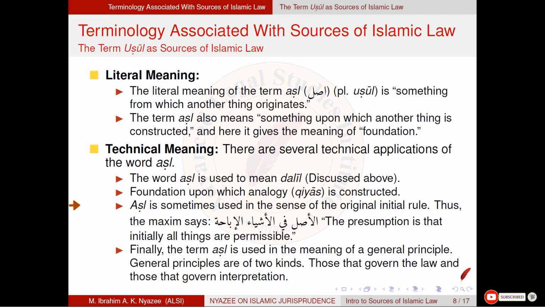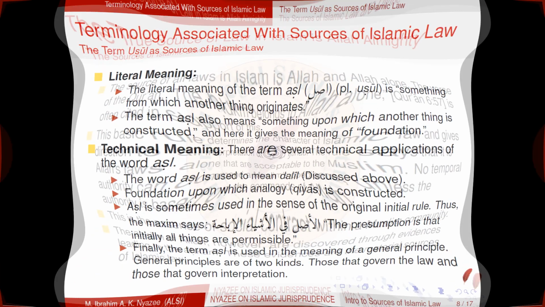Thus, the maxim says, the presumption is that initially all things are permissible. What we mean here is that something which was permissible before the coming of the Sharia may have been prohibited, but originally it was permissible. Finally, the term Asl is used in the meaning of a general principle. General principles are of two kinds, those that govern the law and those that govern interpretation. The viewer will come to understand the meaning of these two types of principles later in the course.